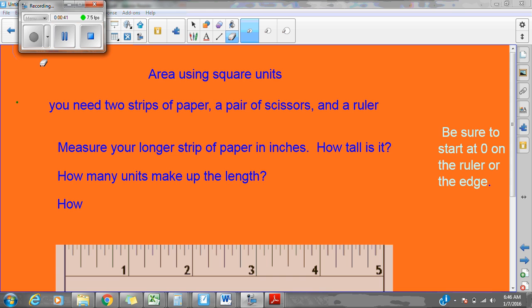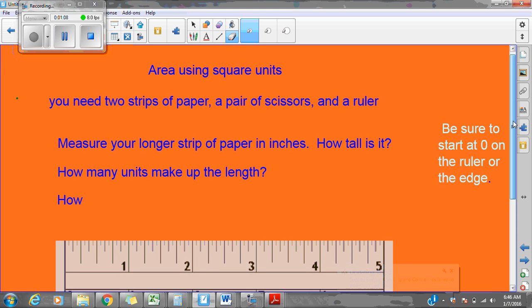How many units make up the length of your ruler? So now take your ruler and measure how long it is. Hopefully you said that your strip of paper was 12 inches. Notice that we're using the unit inches now and not just saying square units. We're saying inches. So how many units? Hopefully you said 12 inches it takes to make up that strip of paper.